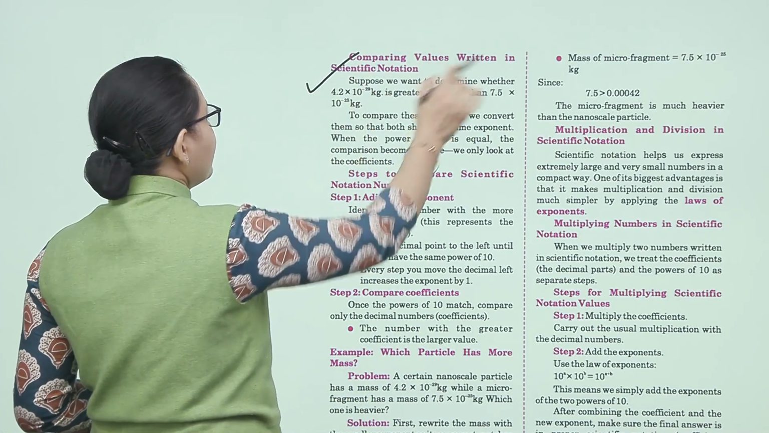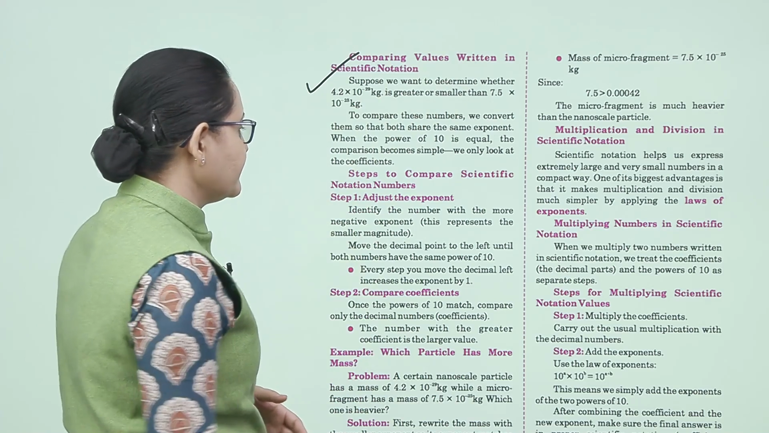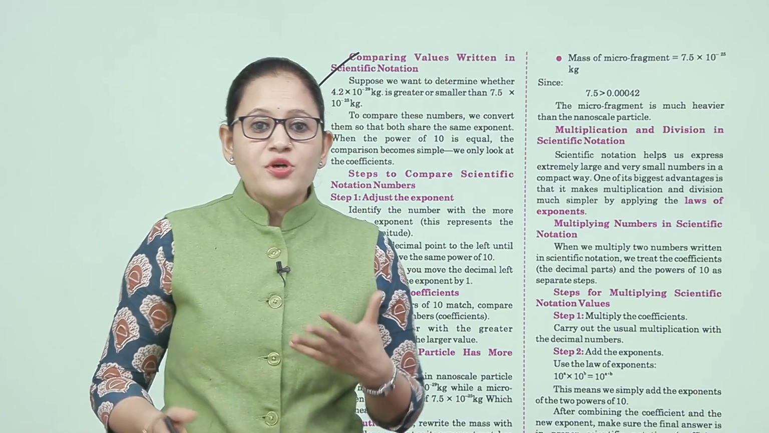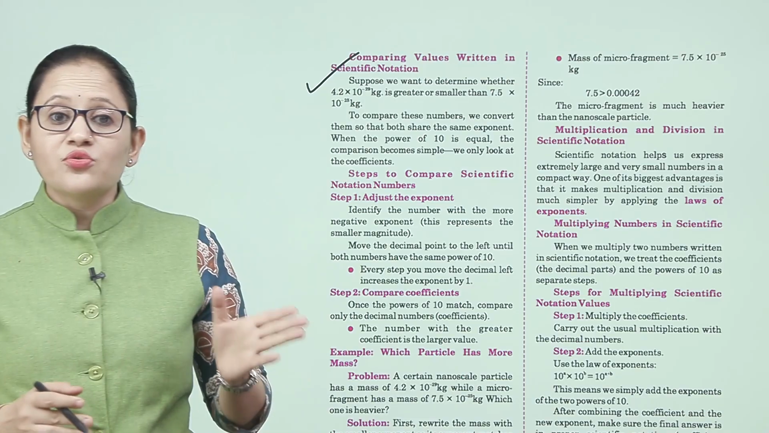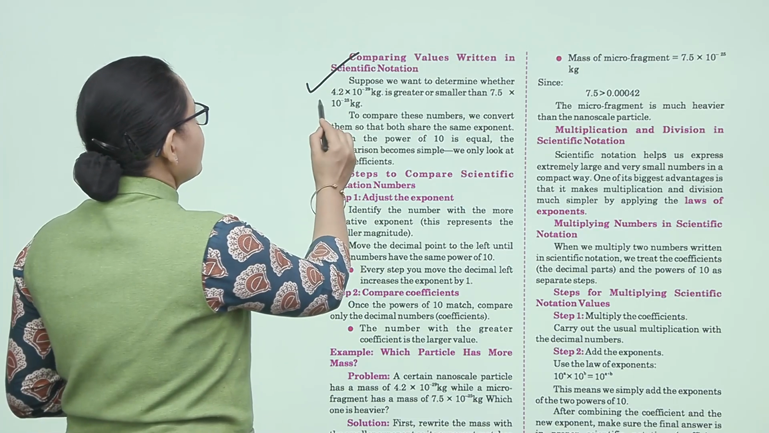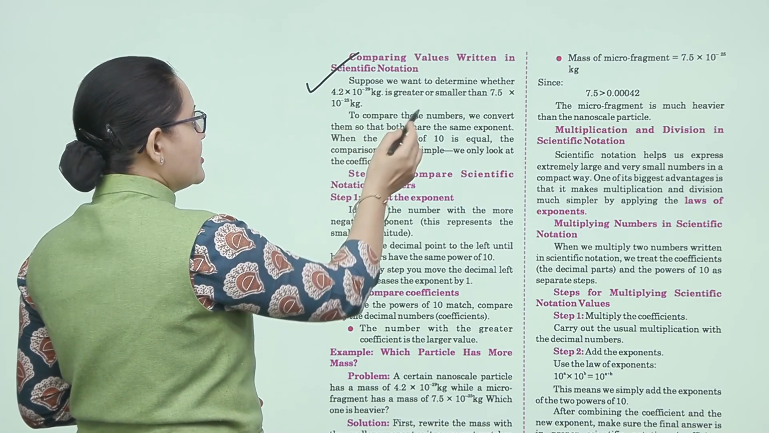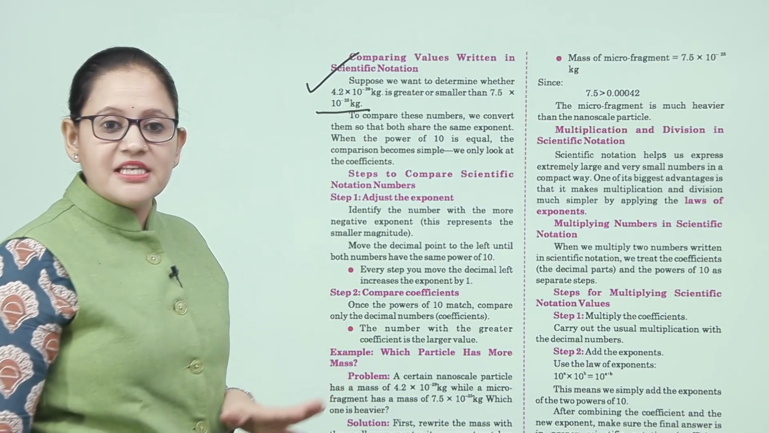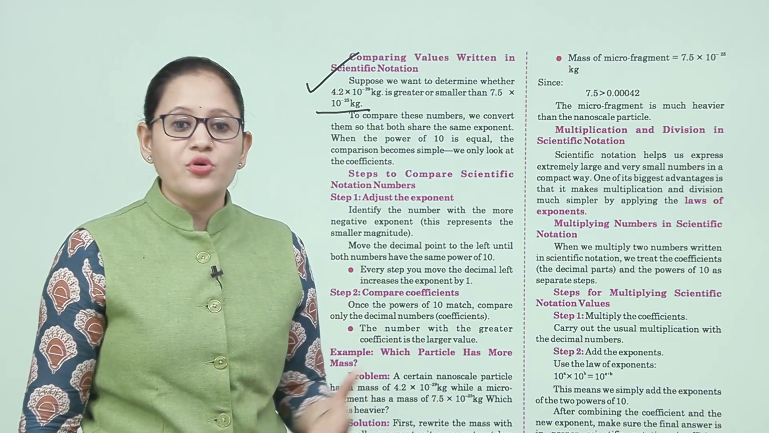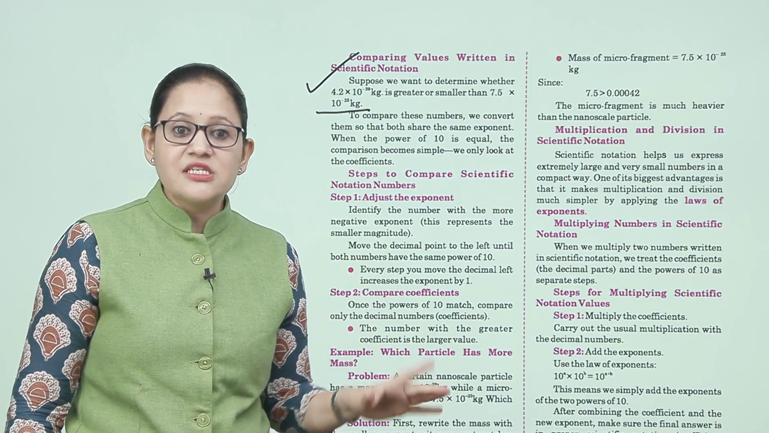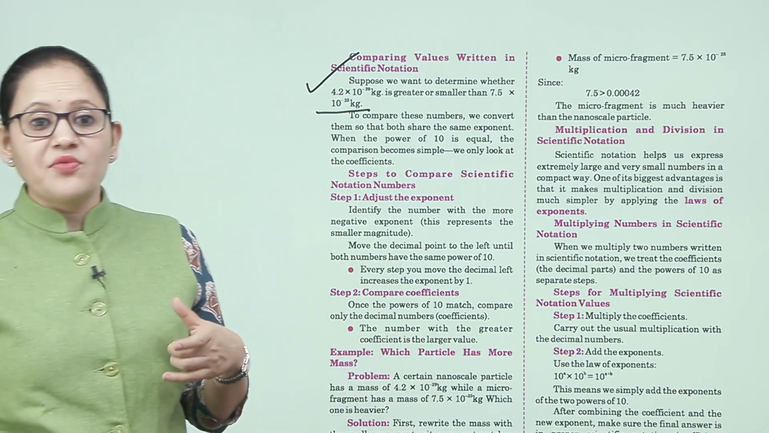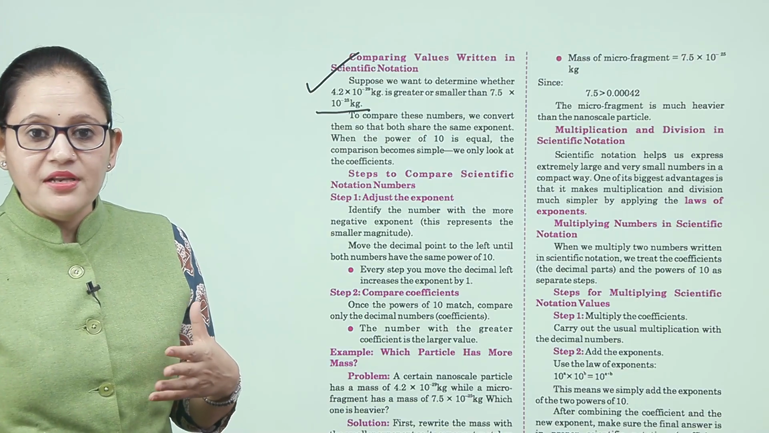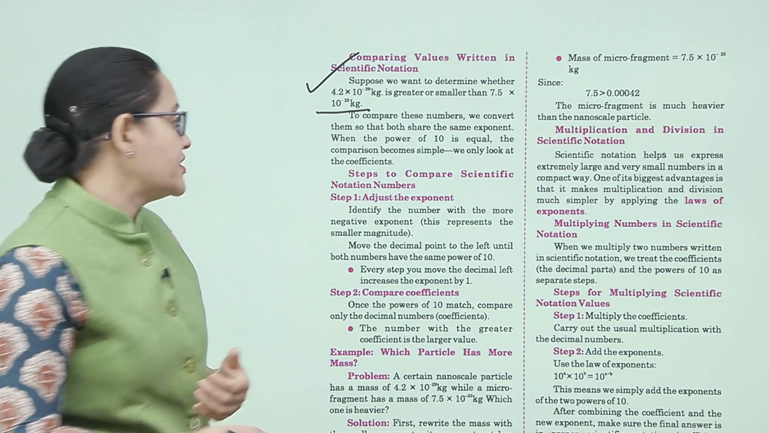Now, comparing values written in scientific notation. Suppose we want to determine whether 4.2 times 10 to the power minus 29 kg is greater or smaller than 7.5 times 10 to the power minus 25 kg. To compare these numbers, we convert them so that they both share the same exponent. When the power of 10 is equal, comparison becomes simple. We only look at the coefficient.